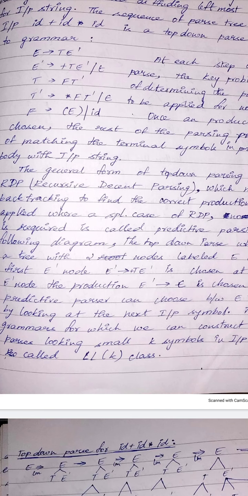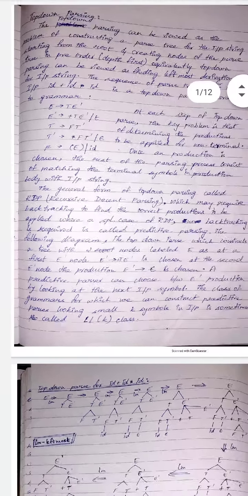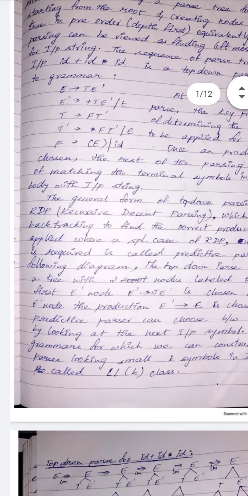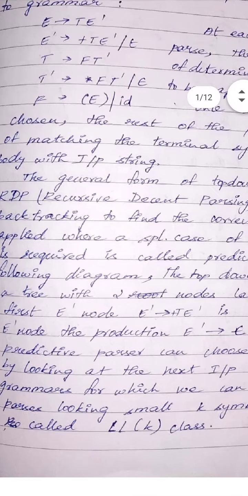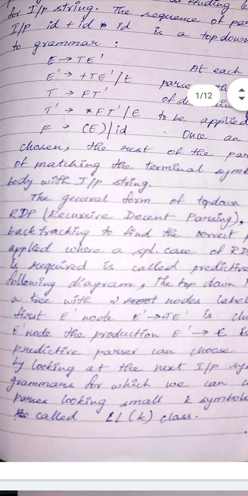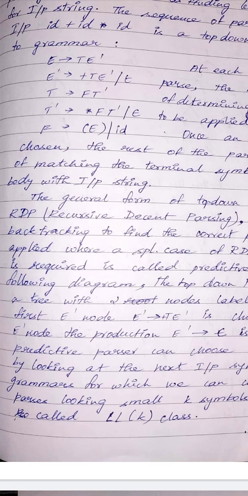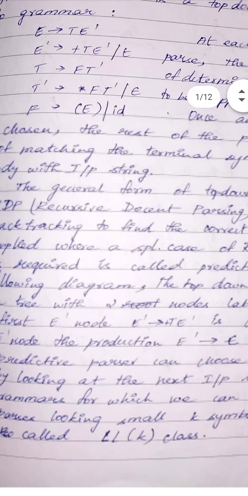And then in general form of top down parsing, we have two types. The first one is RDP. RDP stands for recursive descent parsing. Here the technique that they use is backtracking, so backtracking is required in RDP. And then you have one more special case, we call it predictive parsing. In predictive parsing, backtracking is not required.